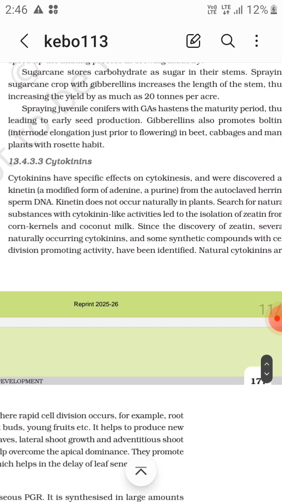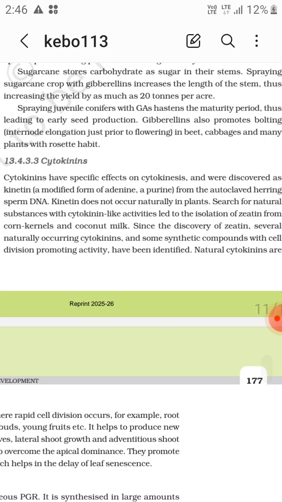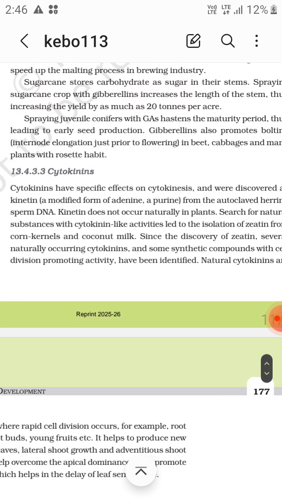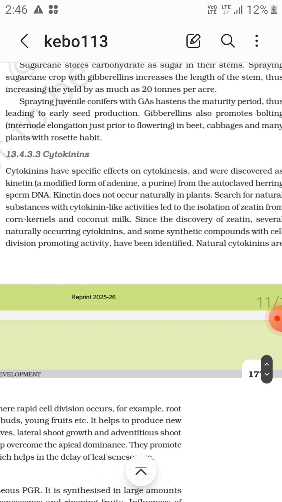Now cytokinins. Cytokinins have specific effects on cytokinesis and were discovered as kinetin, a modified form of adenine, a purine. Adenine and guanine are purines. Pyrimidines are uracil, cytosine and thymine. Kinetin was obtained from autoclaved herring sperm DNA.